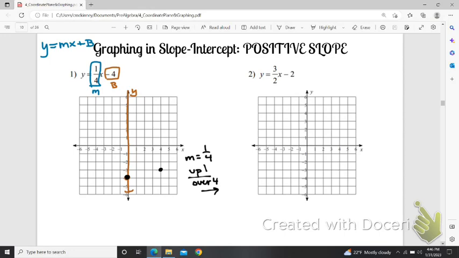And then 1/4, we could also do as down 1 and left 4. Think about why that works. Fractions indicate division, and remember, if we have 2 negatives in division, 2 negatives make a positive, exactly. So if I went down 1 and left 4, I want you to notice that those 3 dots can all be connected with one straight line.